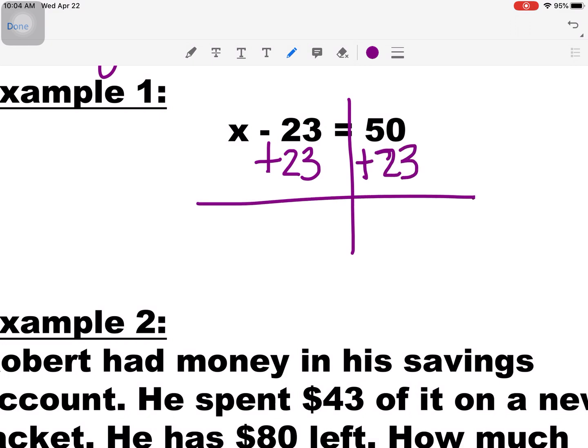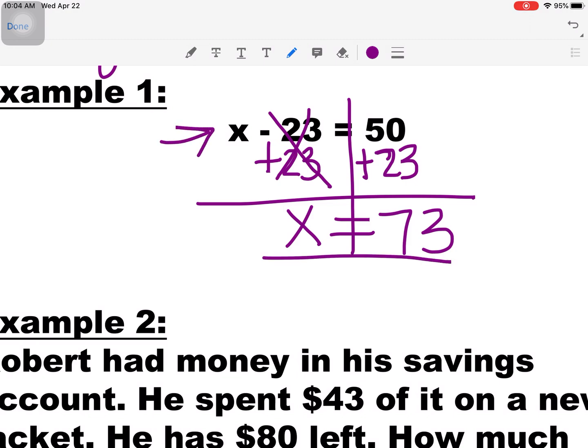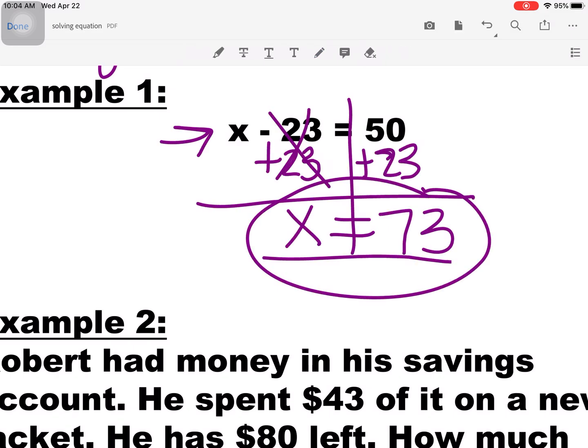Negative 23 plus 23 gives me 0. So x is by itself. And then I'm left with 73. Okay. Now, if I substitute 73 for x, 73 minus 23 gives me 50. So I know that my answer of x equals 73 is correct.